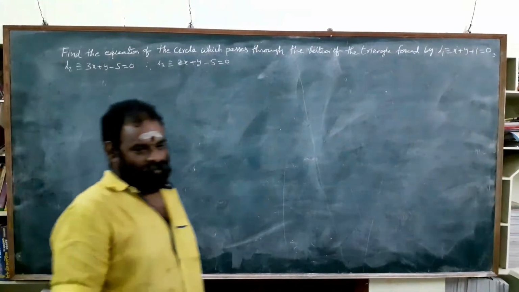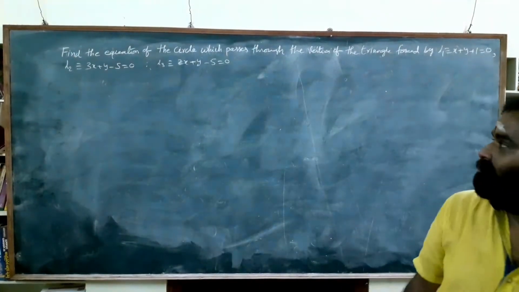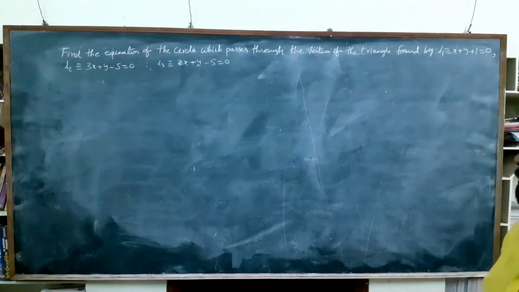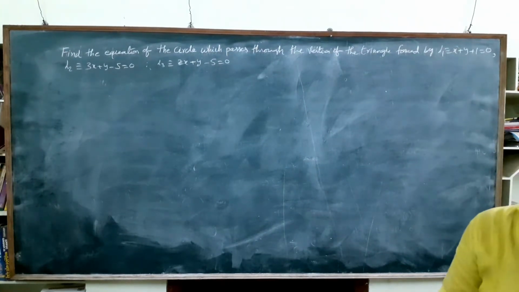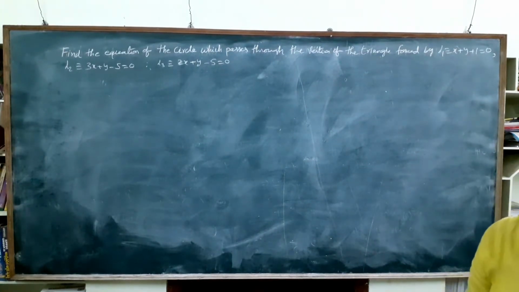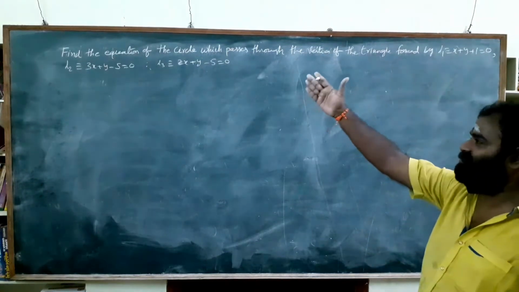So this is the next important problem. Find the equation of the circle which passes through the vertices of the triangle formed by three lines L1, L2 and L3.